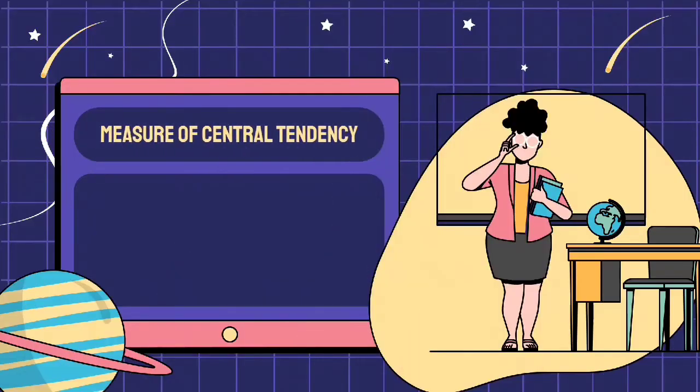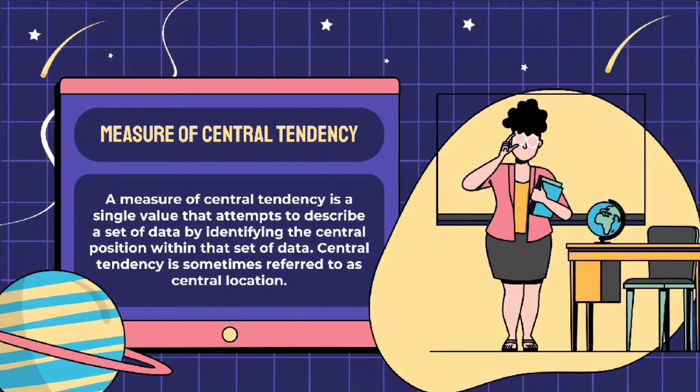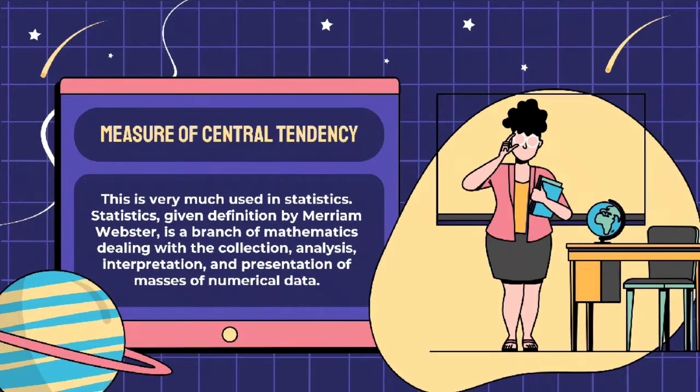Before we start, let us first define what is measure of central tendency. A measure of central tendency is a single value that attempts to describe a set of data by identifying the central position within that set of data. Central tendency is sometimes referred to as central location. Did you know that measure of central tendency is also classified as summary statistics? It is likely that you are most familiar with the mean, also called average, when it comes to central tendency. However, there's more, such as the median and the mode.